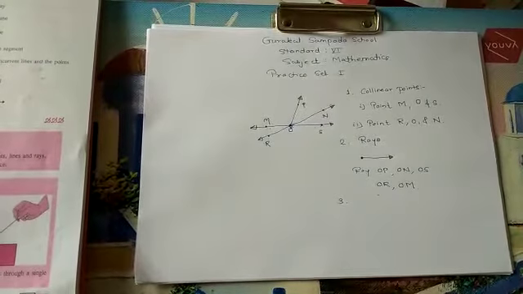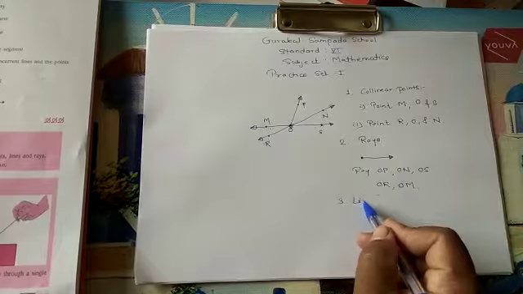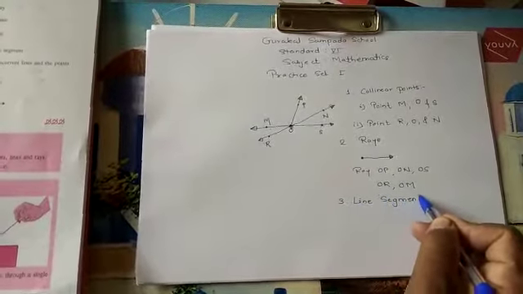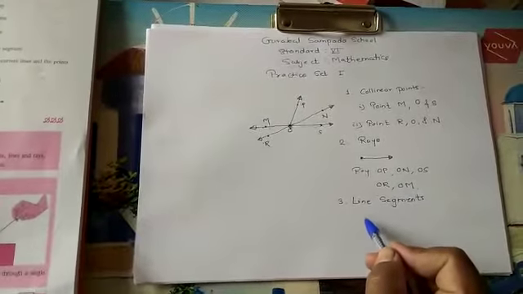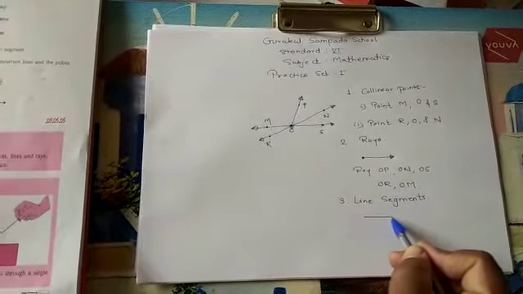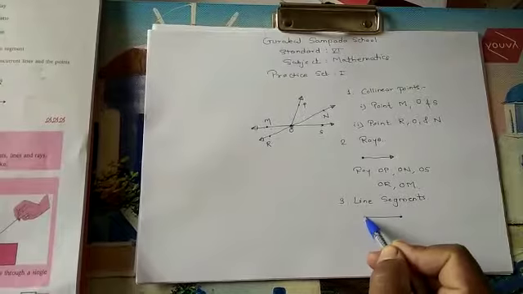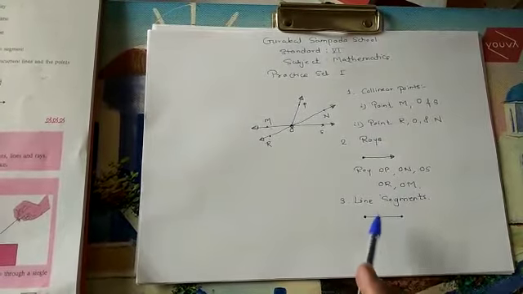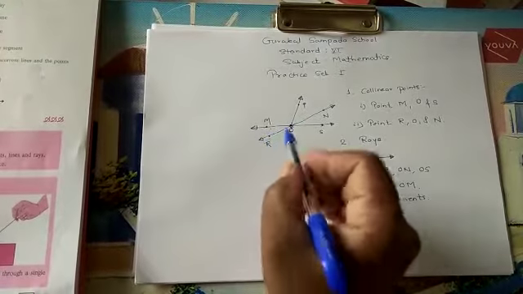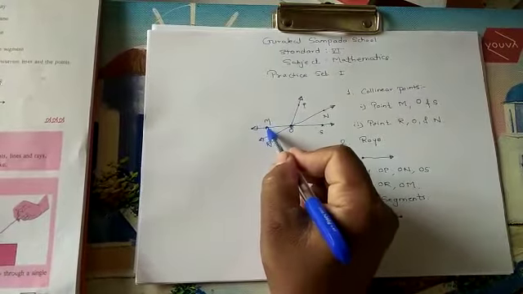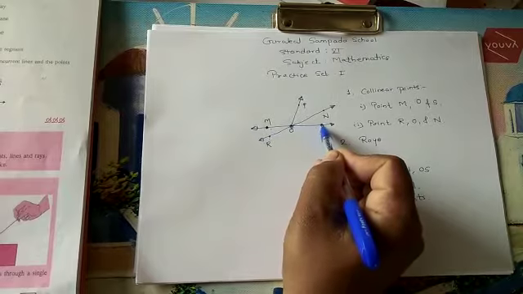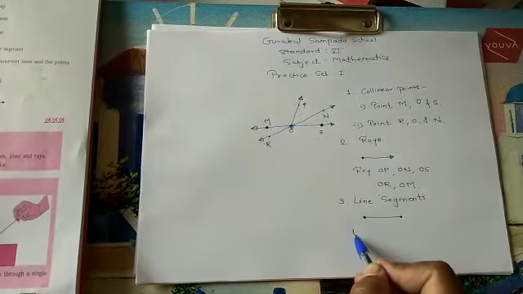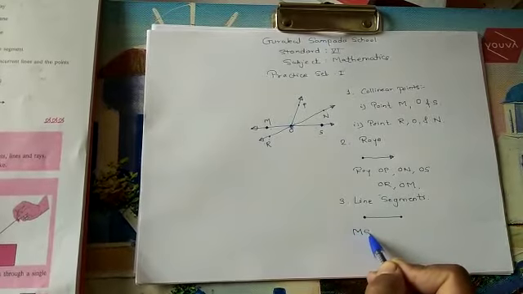Now third, you have been asked to write down the names of line segments. What is meant by a line segment? I first draw the structure of a line segment. A line segment is like this. So if you are observing the figure, first observe M and S. So this is a line segment. First, MS.